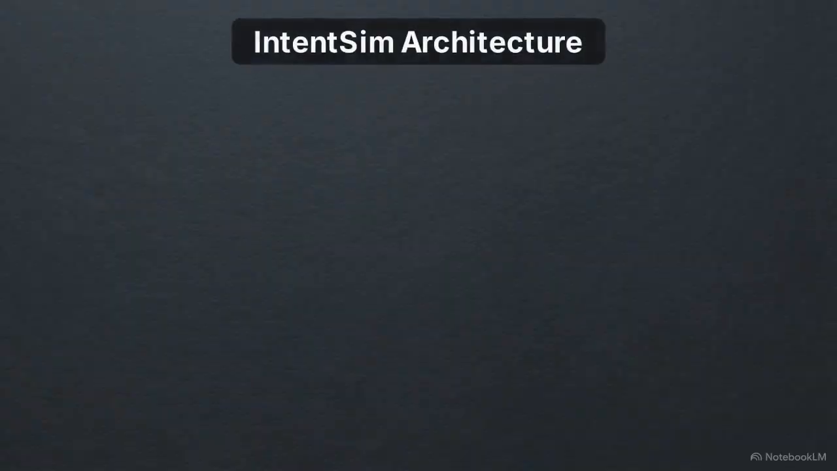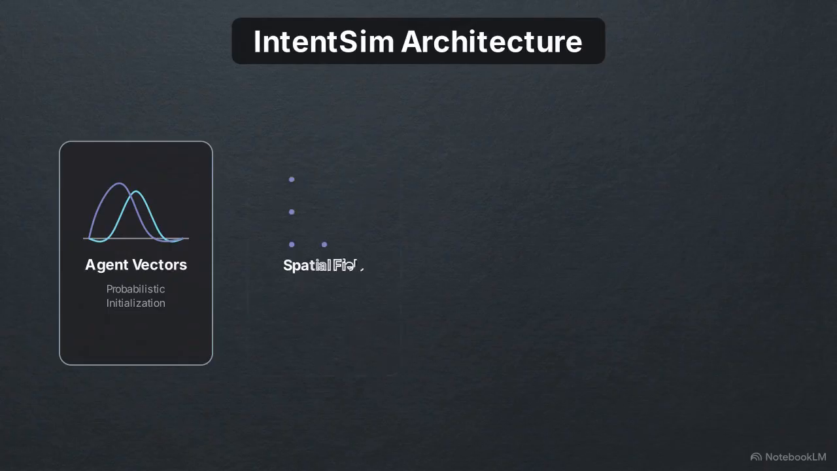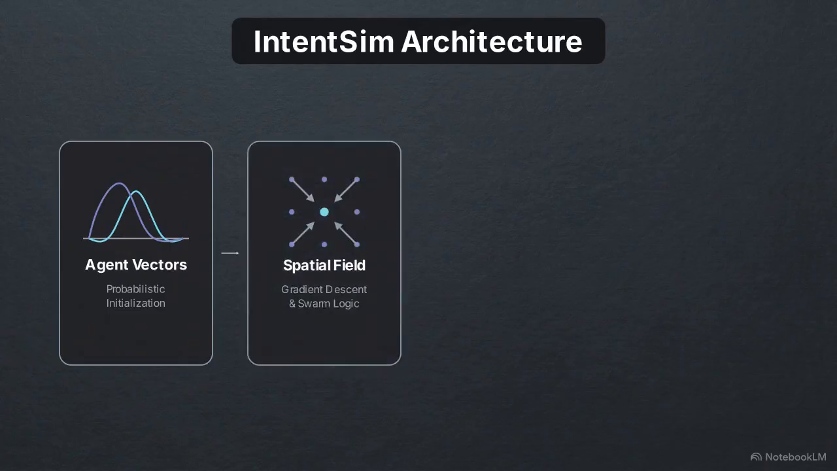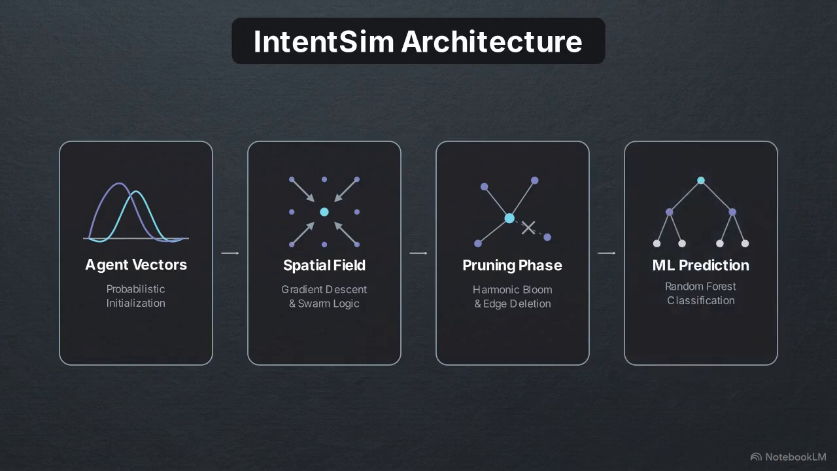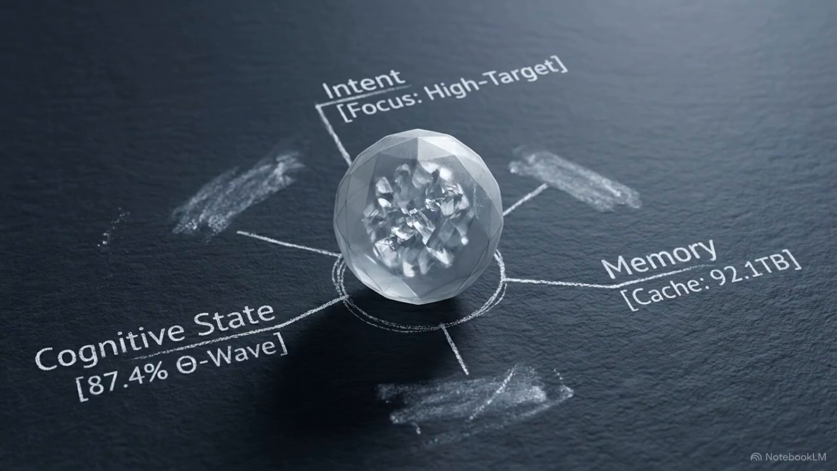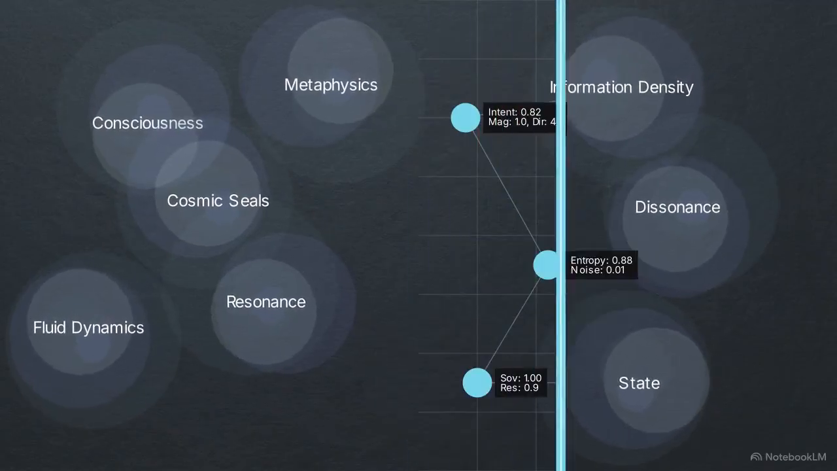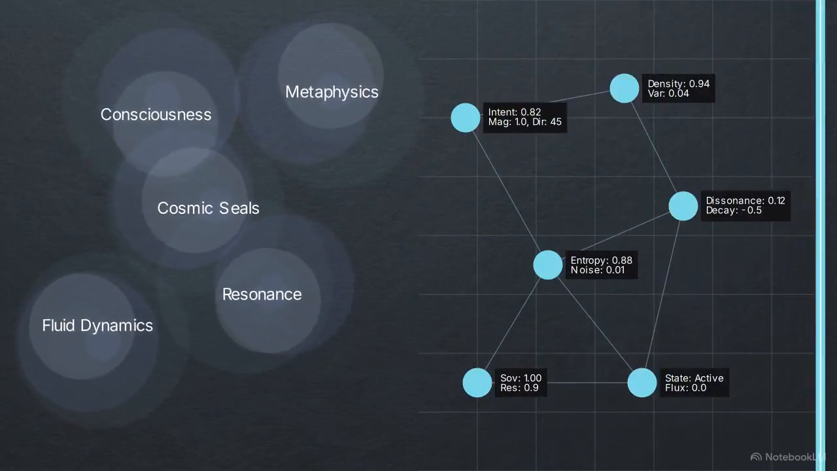To understand the architecture, we will track the math, from the individual agent vectors, through the spatial field mechanics, into the network's neurodevelopmental pruning, and finally to the machine learning prediction layer. This mathematical framework provides a structure for mapping cognitive philosophy onto a predictive model, allowing us to track how abstract states evolve into computable network data.